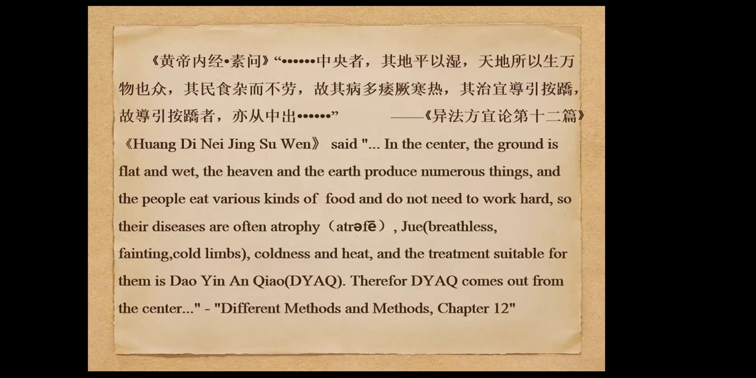diseases about atrophy, coldness and heat. So the treatment is suitable for them. 导引 的生活方式呢，基本上也是这样的哈，所以 导引按跷 is actually quite suitable for modern people. 所以呢，吃的各地的都能够吃到。Nowadays all over the world, we can eat food from everywhere. So 导引按跷 seems suitable for modern life, modern people.